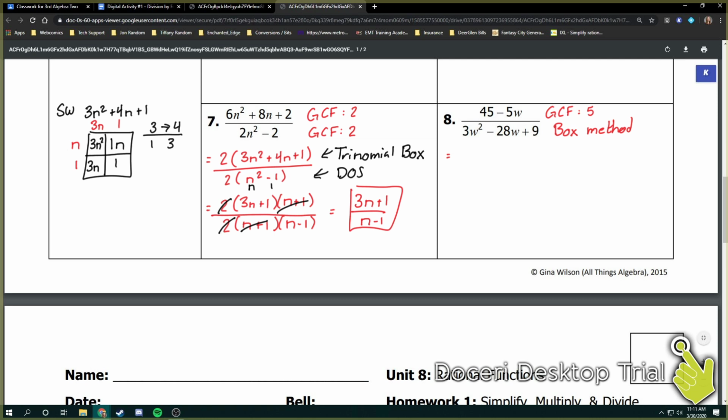So in my numerator, I can take out the 5. 45 divided by 5 is 9, and that'll leave me with 9 minus w. Then in my denominator, I need to use box method on that to see what we're going to get. So I'll step over to the side here and do that problem.